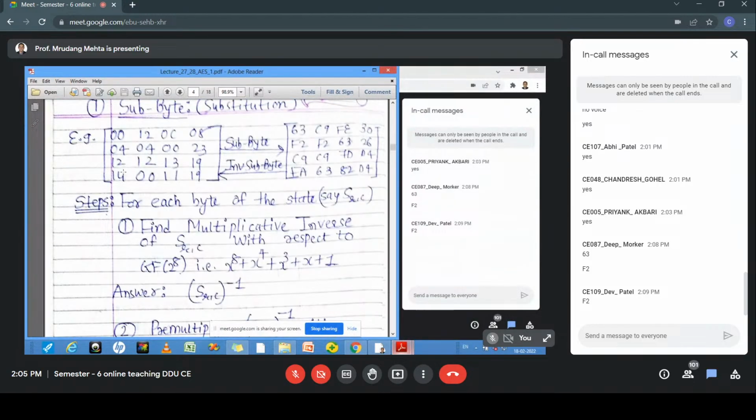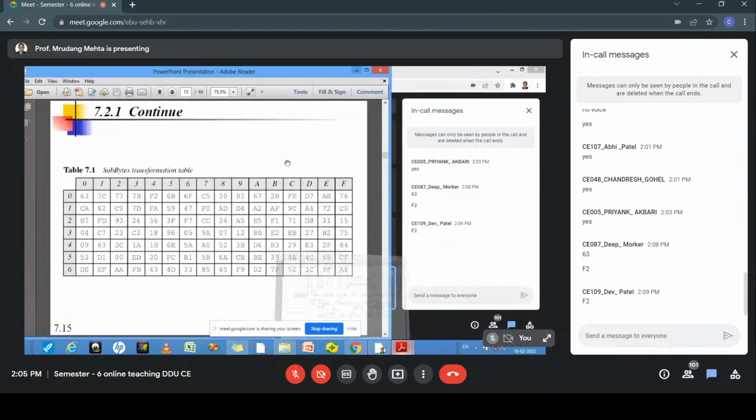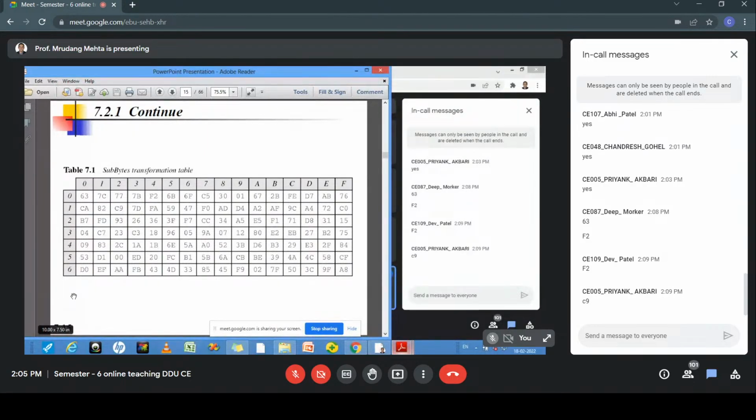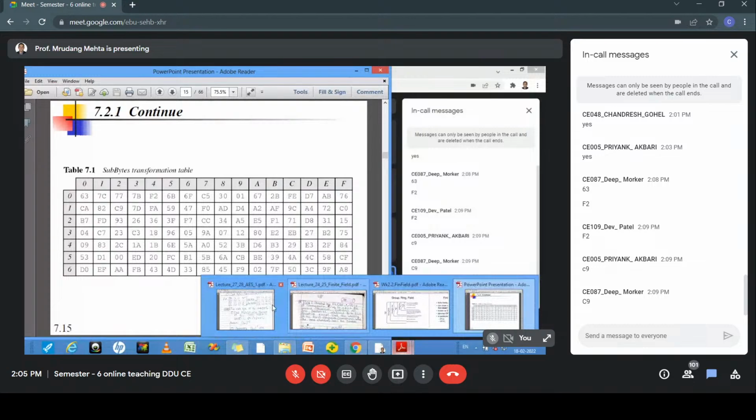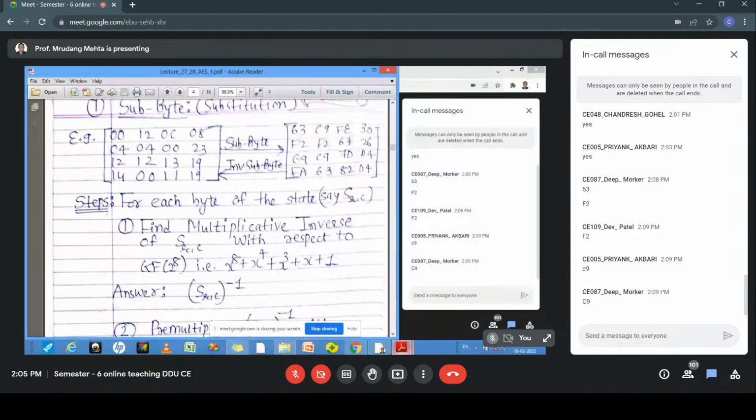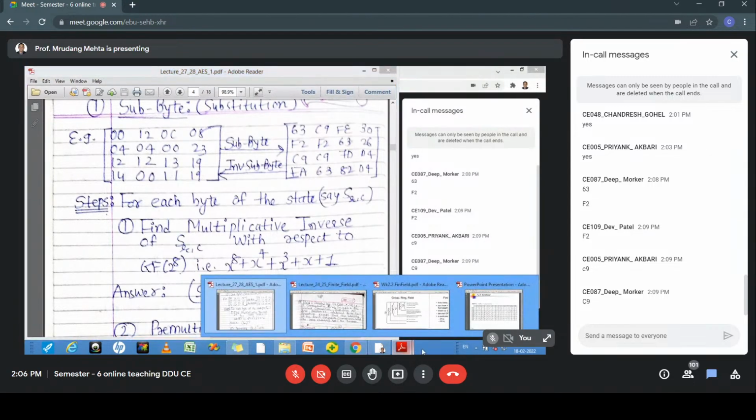Now, row 1, column 2. Look at the table, row 1, column 2. What is the value? So see, we represent here C9. This way we prepare this substitution table. Now, if you look at this table, it is a substitution table, but there is a corresponding inverse substitution table also.